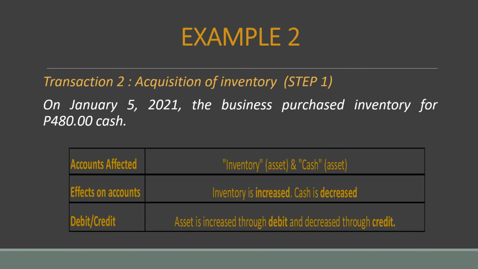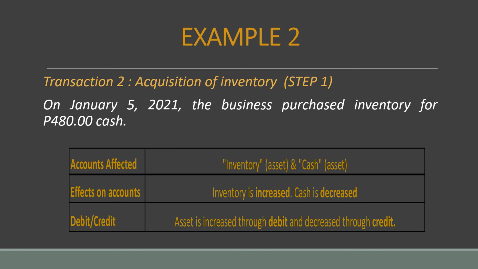So, second example, same procedure. Step 1, transaction analysis. So, anong nangyari naman dito is nagkaroon ng acquisitions of inventory. So, on January 5, 2021, the business purchased inventory for 480 cash. Ibig sabihin, bumili ng inventory si business and then nagbayad siya ng 480 cash.